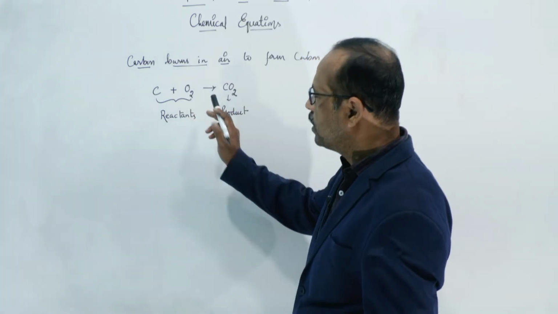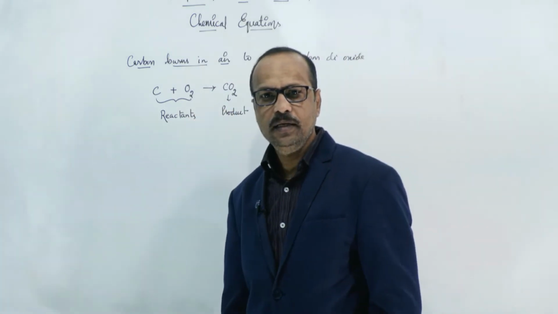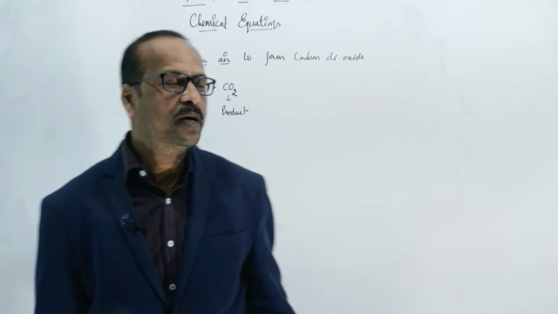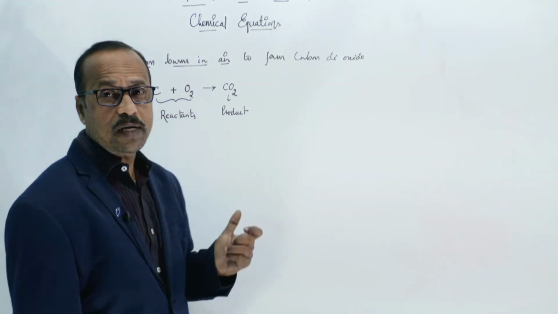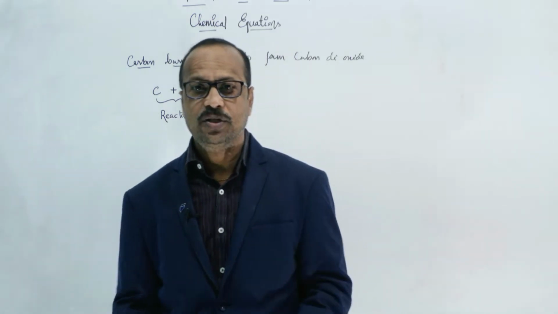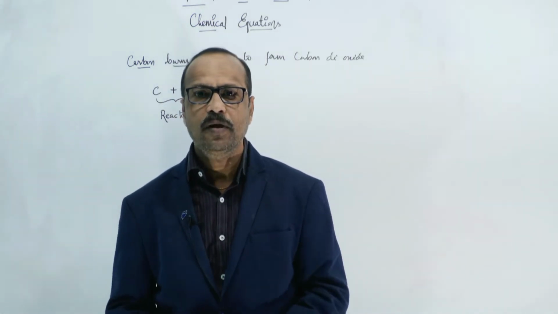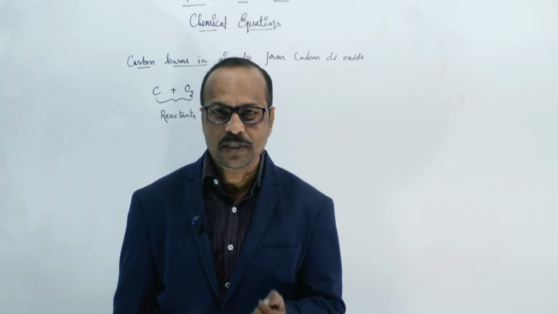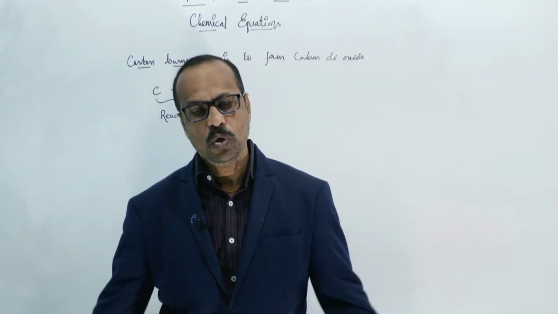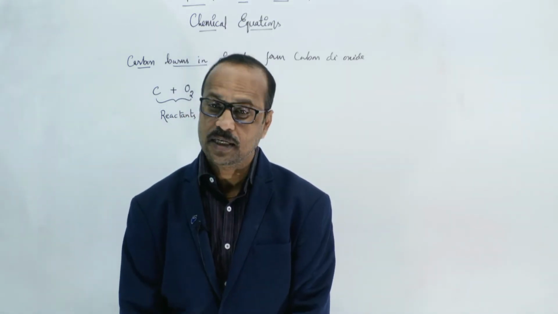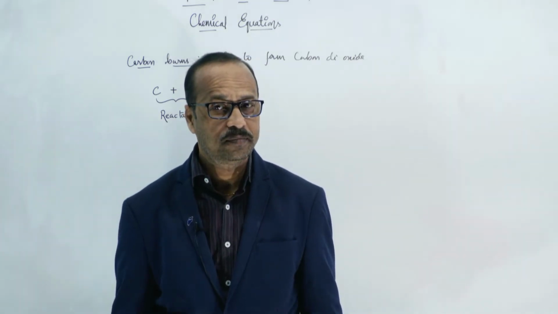They are separated by what? Arrow mark. Clear? So this is a chemical equation. So what's a chemical equation? Representation of a chemical reaction, in short, by using symbols and formulae is called a chemical equation. Is this clear to you? Any doubt till here? No.